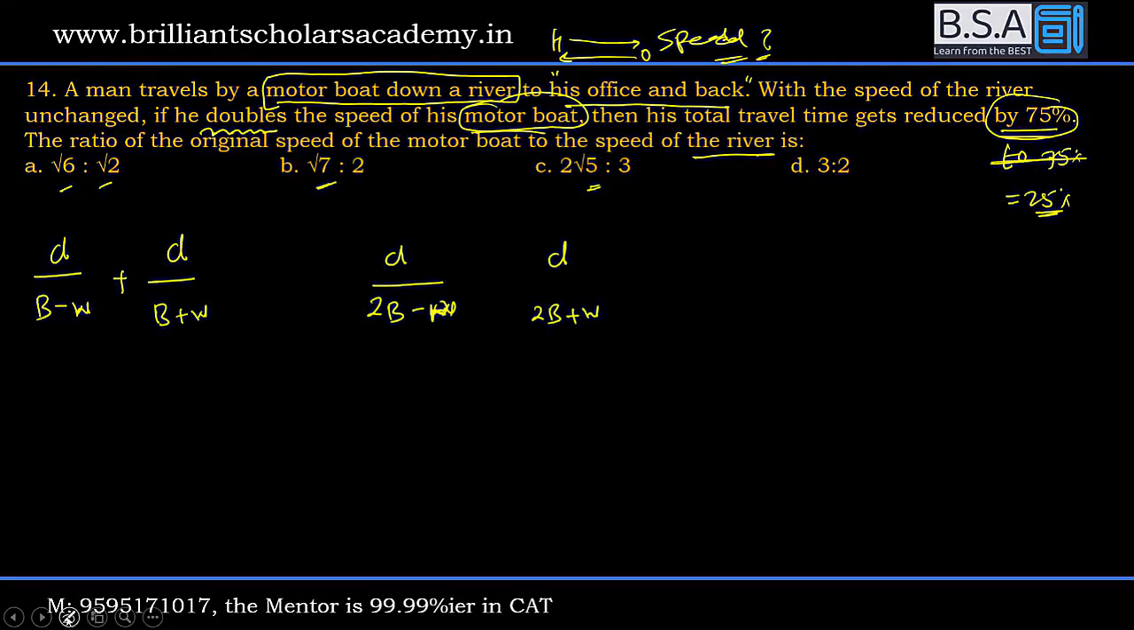So what we need to do here is apply that 25% factor. The time gets reduced by 75%. This is the original time, and this is reduced by 75%, so it becomes 25%. 25% is 1 by 4. All I have to do now is solve this, and out of this find the value of B upon W.